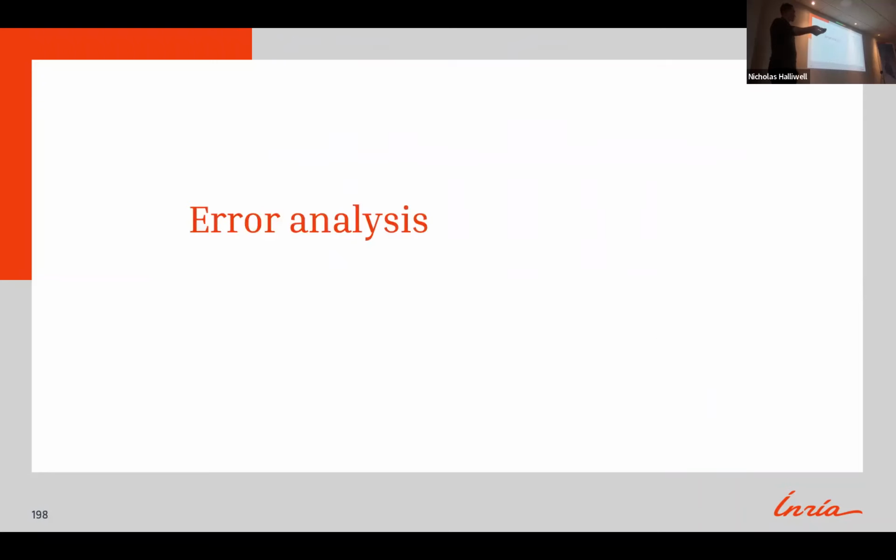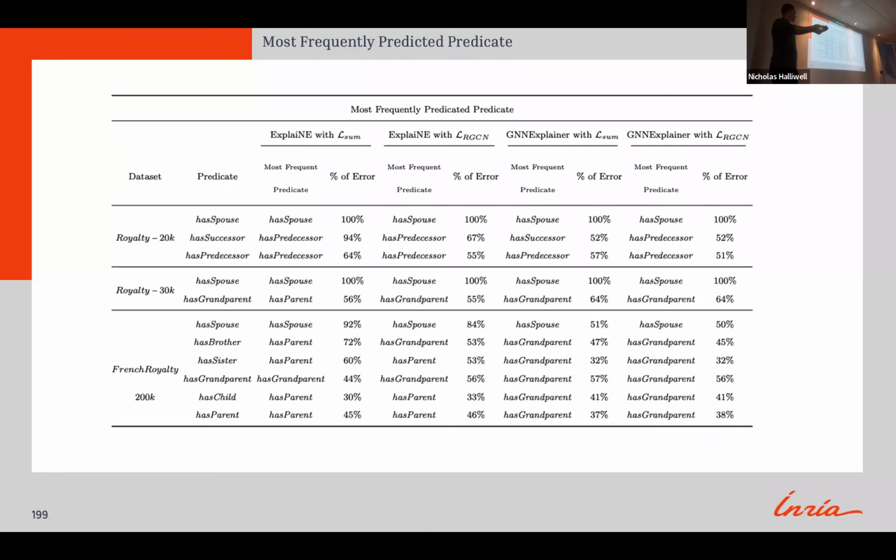So we perform an error analysis on these 3 different models. So this is, again, the most frequently predicted predicate. So we can see that explainee with the L-sum penalty, the most frequently predicted predicate is has predecessor, whereas for GNN explainer with the penalized loss function, 52% of the errors contain the has successor predicate. So again, we can take away from this table that the different models make different types of errors, right?